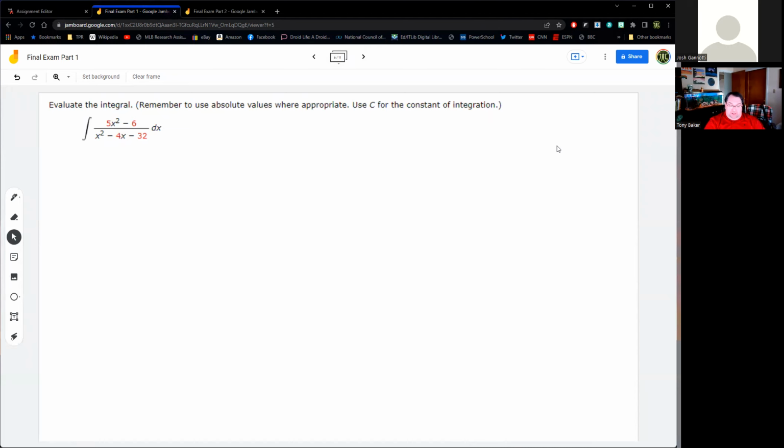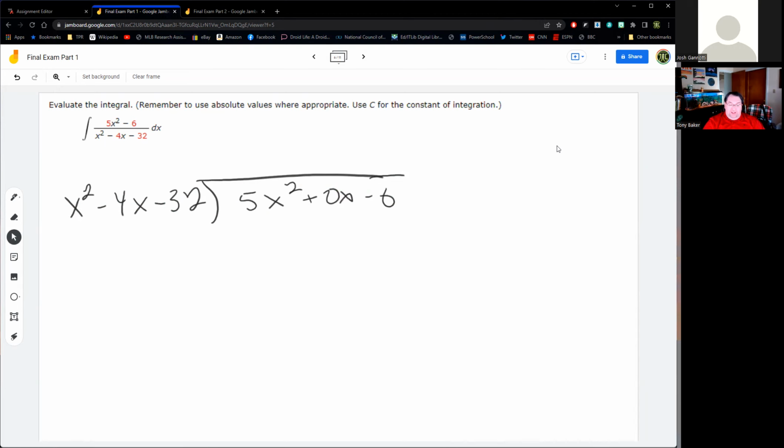So I have x squared minus 4x minus 32, and then 5x squared plus 0x minus 6. So x squared goes into 5x squared 5 times. So now I multiply and switch my sign. So I have negative 5x squared plus 20x plus 160.